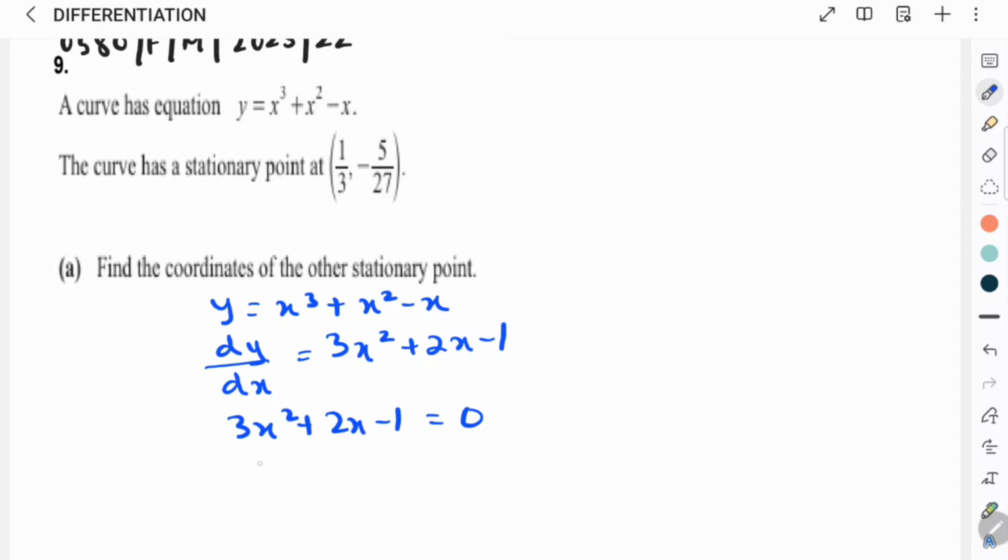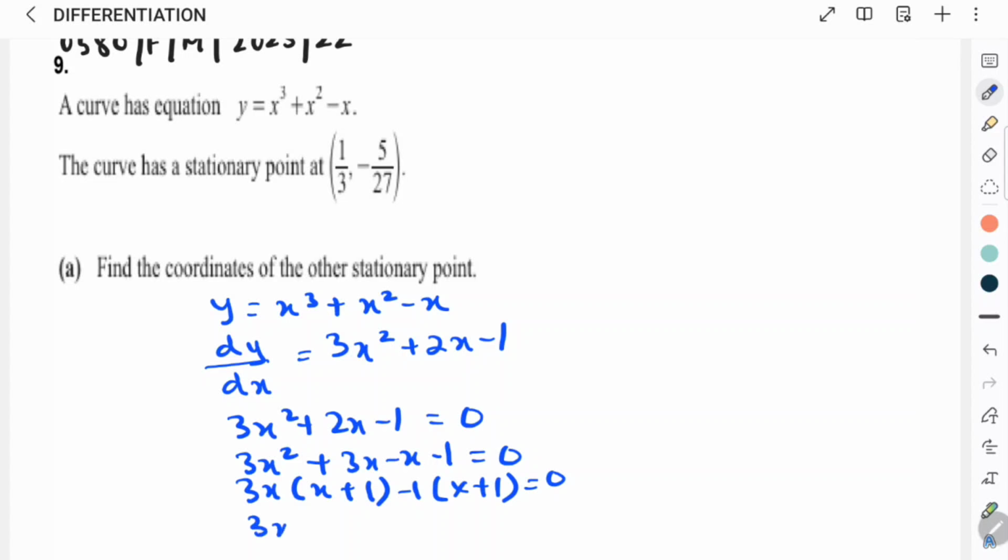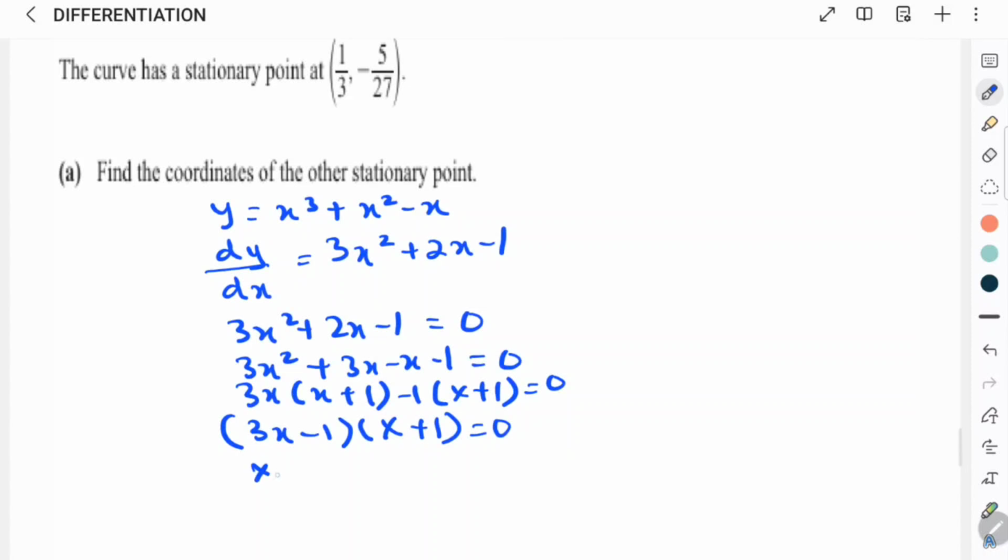Do factorization now by the breaking middle term method. 3 ones are 3, the other factor, 3x minus 1 equals 0. So 3x is common, x plus 1, minus 1 common, x plus 1. So 3x minus 1 and x plus 1. So we have two answers. x is 1 over 3 and minus 1.